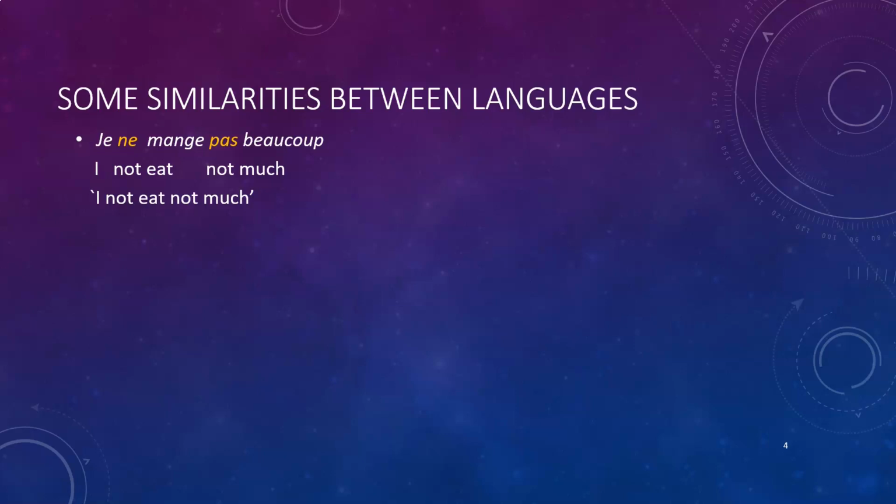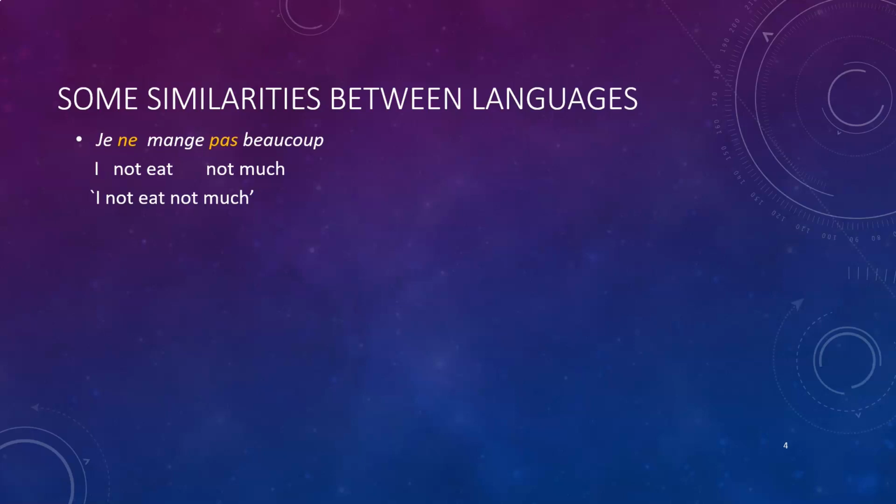Now, there are many of these kinds of features. I'm just going to focus on one on this particular slide, namely double negation. So if you want to express negation in French, what you do is sandwich the verb between two negative particles, ne as a prefix and pas as a suffix. This would get you something like je ne mange pas beaucoup, which means I do not eat very much.